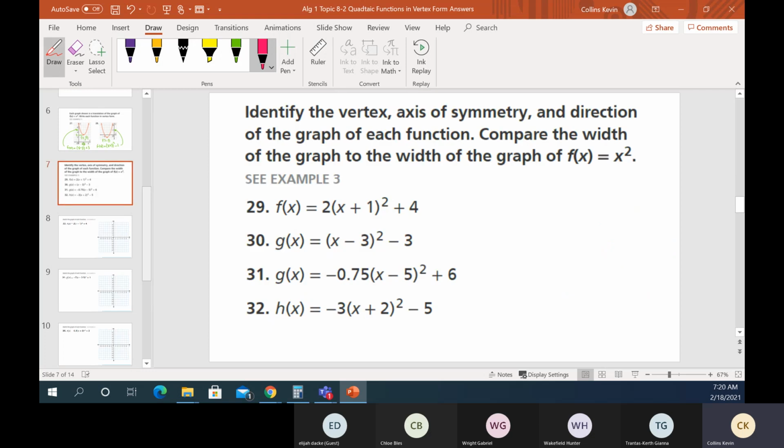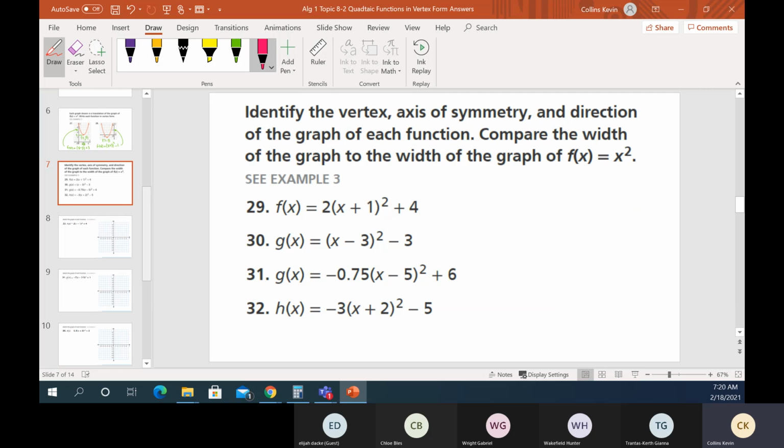Identify the vertex, axis of symmetry, direction of the graph in each function. It says compare the width of the graph with the width of the graph for just basically f of x equals x squared. And when you have the simplest version of any function, which in this case would be f of x equals x squared, there's no up, down, left, right, it's just there, right? That's what's known as a parent function.